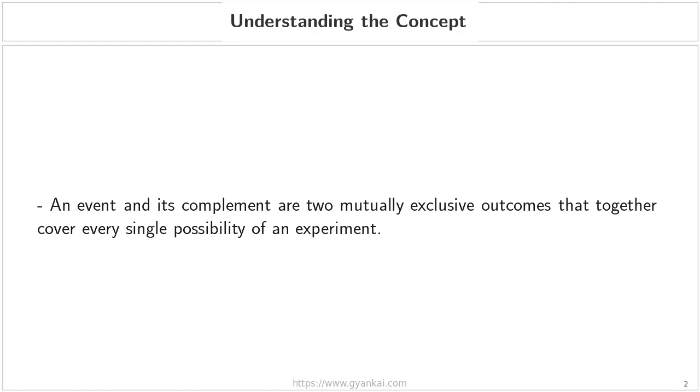Understanding the concept. First, it is important to understand the relationship between an event and its complement. We describe them as two mutually exclusive outcomes that, when combined, cover every single possibility within an experiment. This means they cannot happen at the same time, but together, they leave no stone unturned. Nothing else can possibly occur outside of these two.